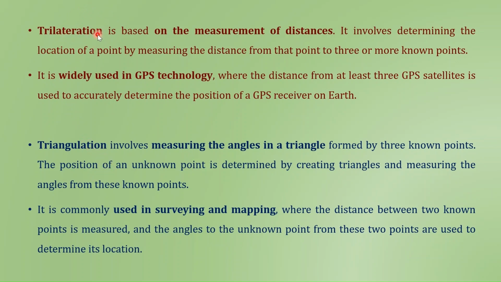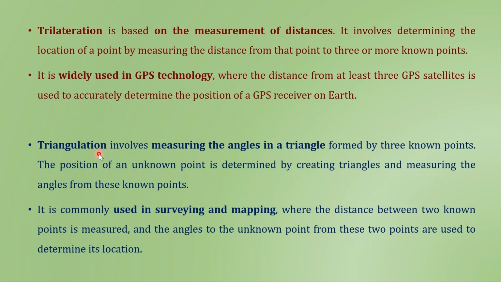triangulation. This trilateration is based on the measurement of distance and involves determining the location of any point by measuring the distance from that point to 3 or more known points. And it is widely used in GPS technology where the distance from at least 3 GPS satellites is used to accurately determine the position of the receiver on Earth.